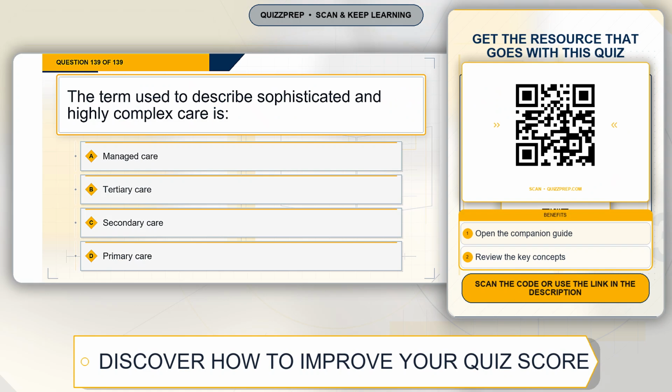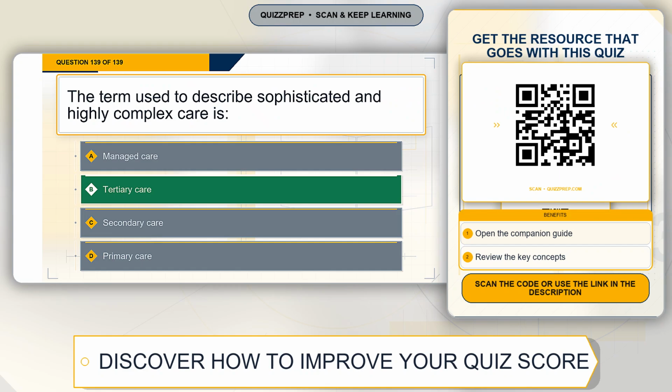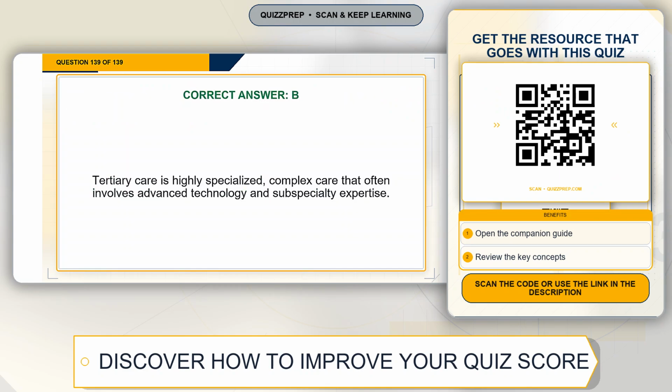Question 139. The term used to describe sophisticated and highly complex care is: Option A, managed care. Option B, tertiary care. Option C, secondary care. Option D, primary care. The correct answer is Option B, tertiary care. Explanation. Tertiary care is highly specialized, complex care that often involves advanced technology and subspecialty expertise.